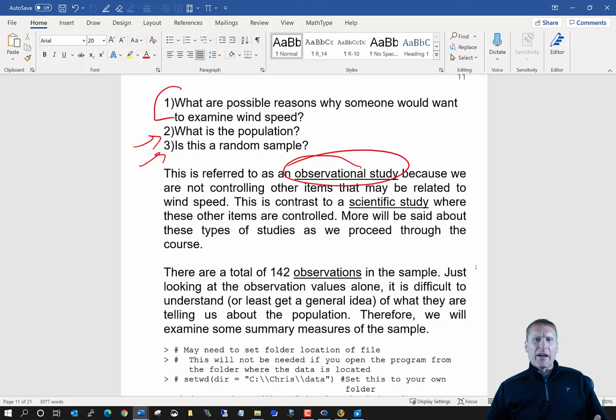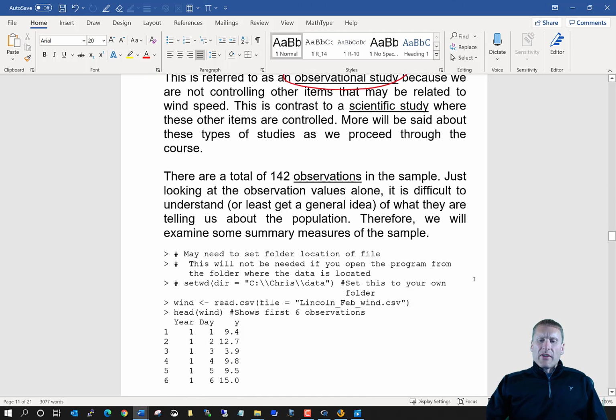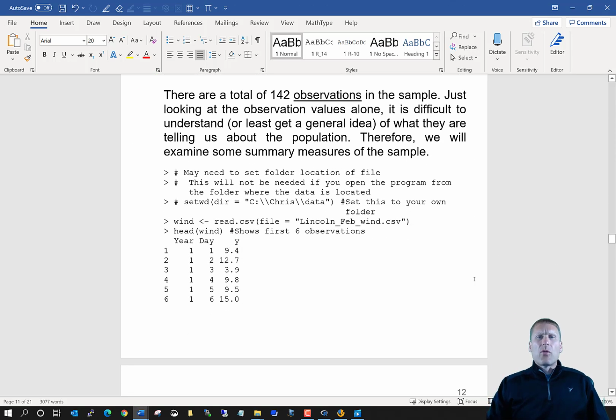This is in contrast to a scientific study, where we would actually try to control these additional items. We will have many more examples of understanding what observational and scientific studies are as we go along in this course. So in total in this data set, we have 142 observed values.